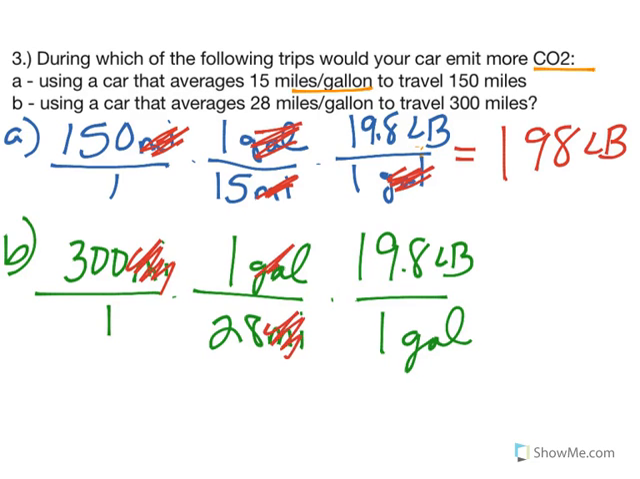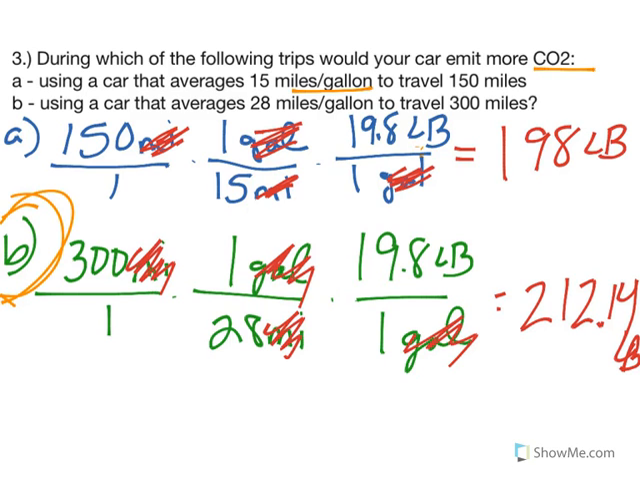Now my miles go away, my gallons go away. And when I do the math here, I get 212.14 pounds. That's an LB right there. So, in which trip would I emit more? Well, the second one. Even though I get better miles per gallon, I'm going twice as many miles without getting twice as much gas mileage.